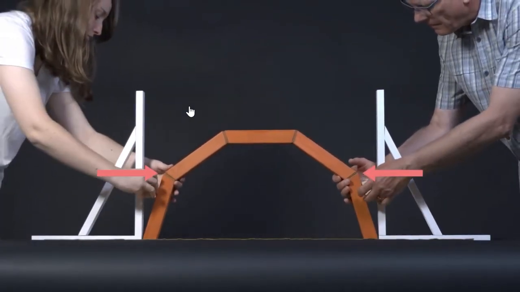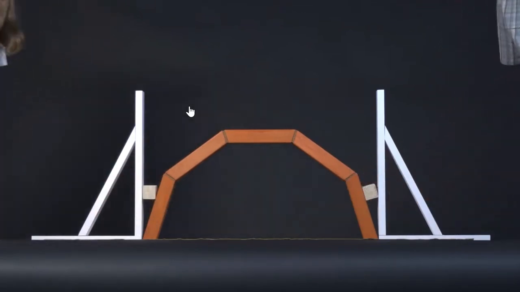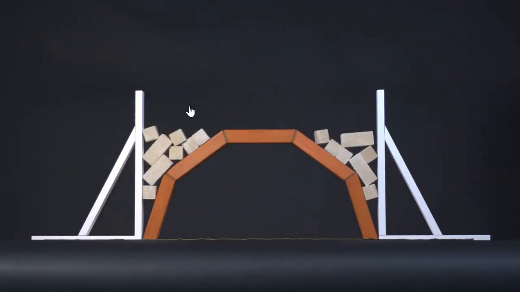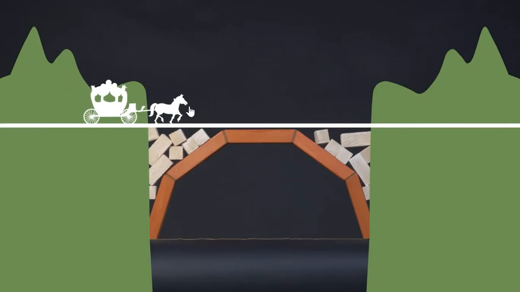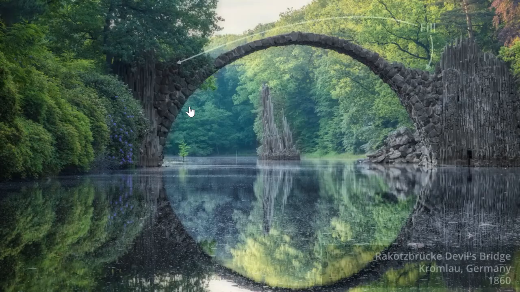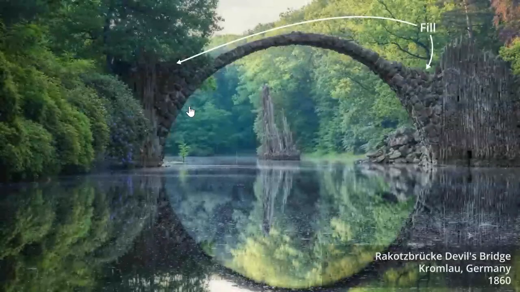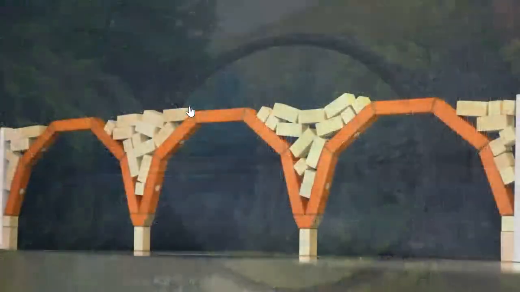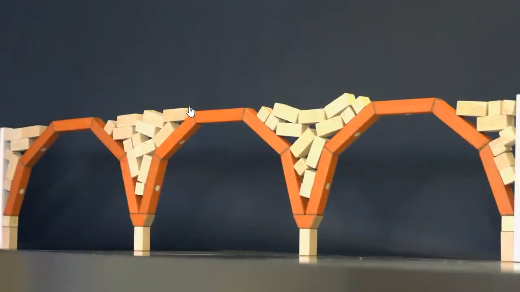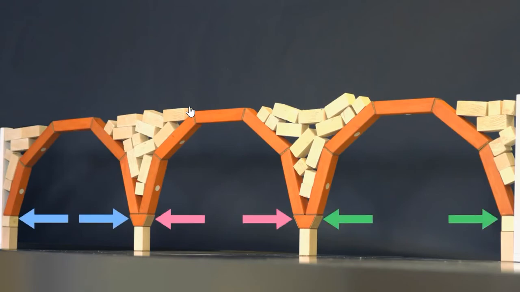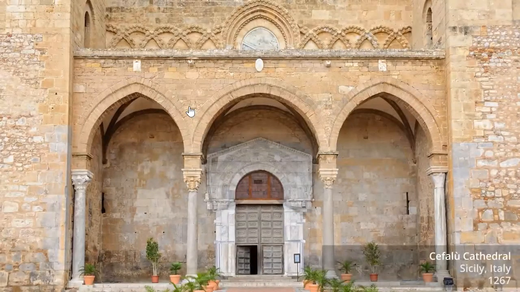The horizontal forces that semicircular arches need can be provided by material that fills the space around them. We use blocks for our fill, but in the real world, stones or soil are typically used. In addition, if multiple arches are placed end to end, the horizontal forces at their end can be made to balance, and they can be supported on surprisingly thin columns.